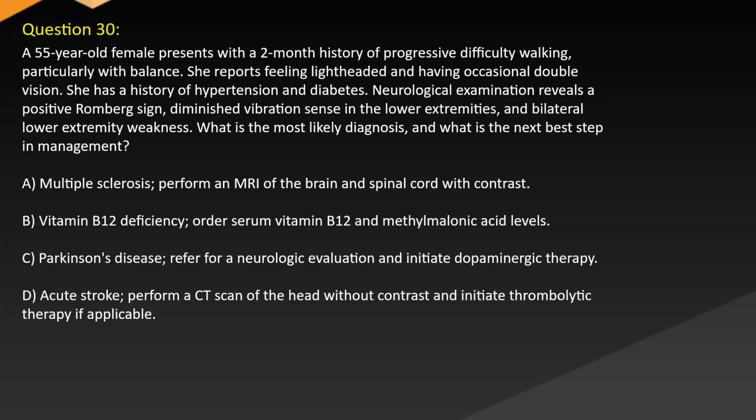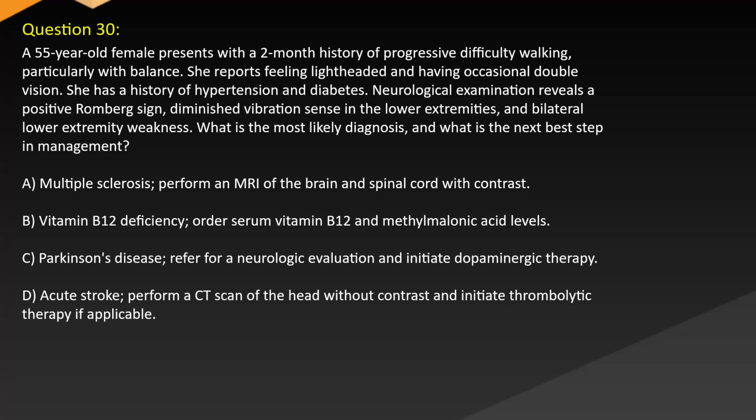Question 30. A 55-year-old female presents with a 2-month history of progressive difficulty walking, particularly with balance. She reports feeling lightheaded and having occasional double vision. She has a history of hypertension and diabetes. Neurological examination reveals a positive Romberg sign, diminished vibration sense in the lower extremities, and bilateral lower extremity weakness. What is the most likely diagnosis and what is the next best step in management?